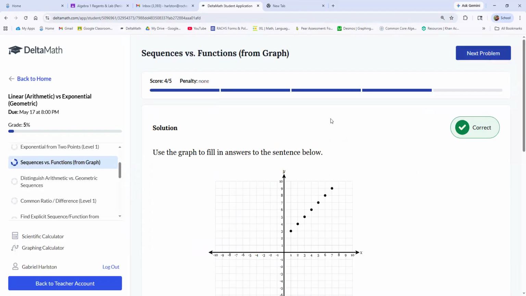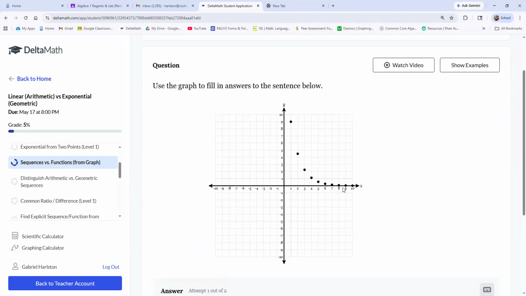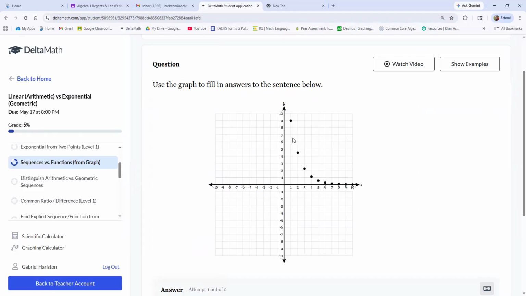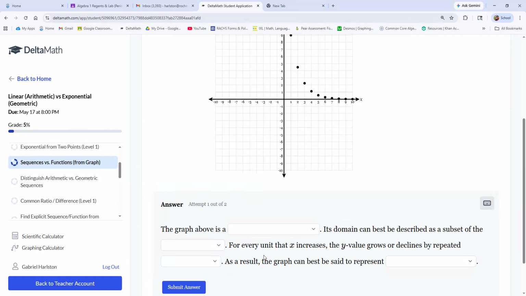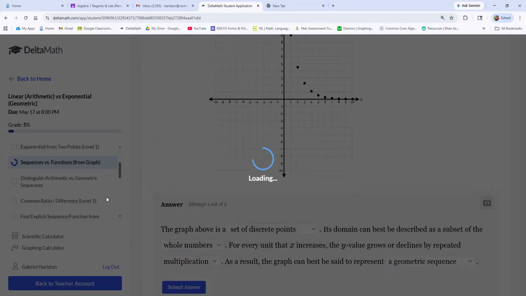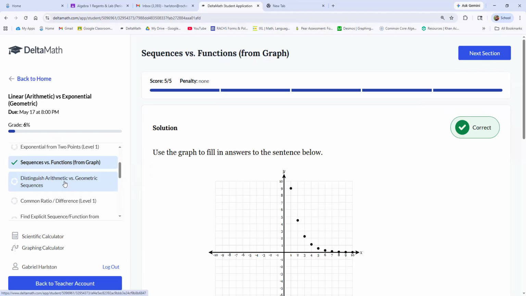I'm going to do one more. Again, we got another geometric sequence because the way I know that, it's discrete points, which means it's a sequence, and it's curved, which means it's not linear. So we got discrete points. It is whole number inputs. It has multiplication, and that means it's a geometric sequence. All right, boom, done.